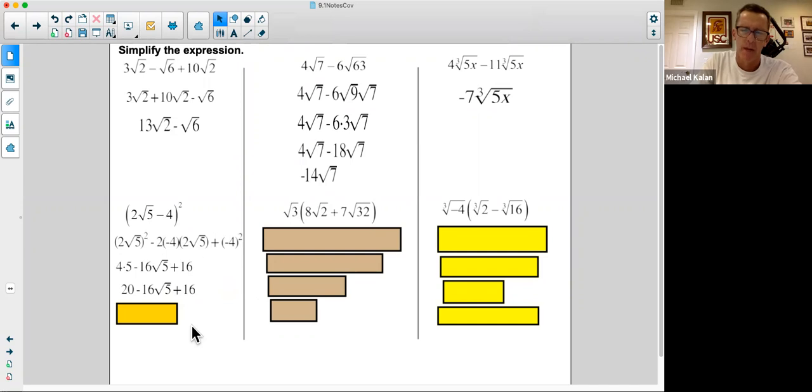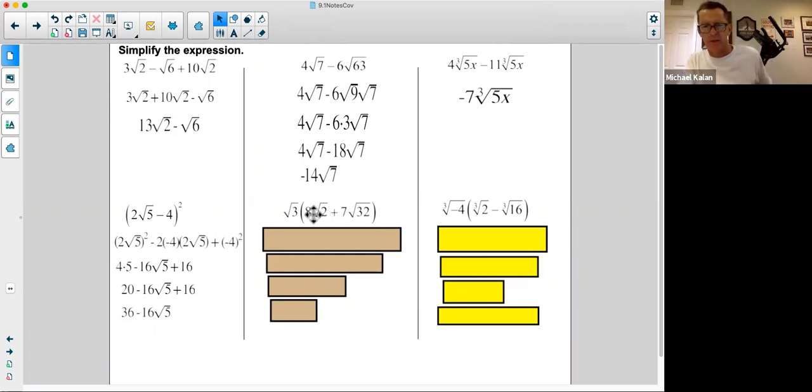Okay. Can I combine any like terms here? Yep, constants, 20 and 16 makes 36 minus 16 root 5. And I know you want to combine that 36 and minus 16, but remember that 16 is connected to the root 5. Can't do that. All right.